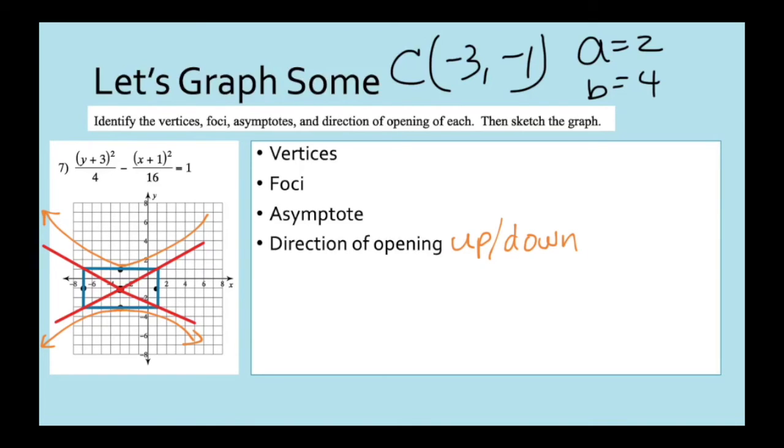Now let's do our vertices. Our vertices are right here. The first one is at -3, +1. The next one is going to be down here at -3, -3.